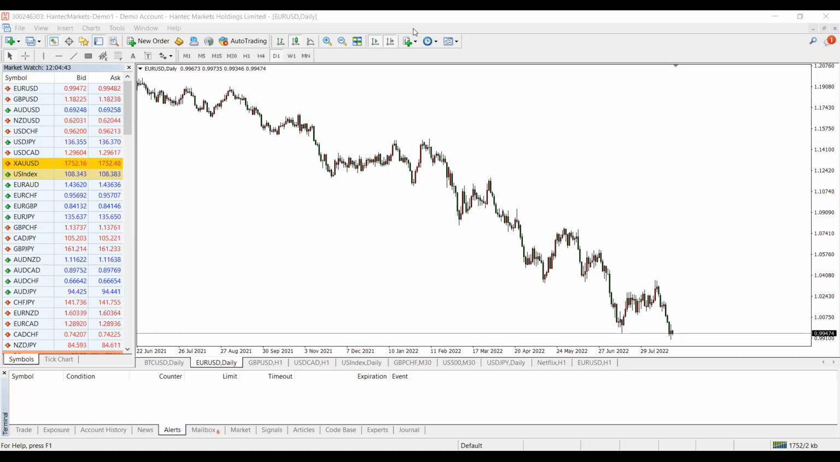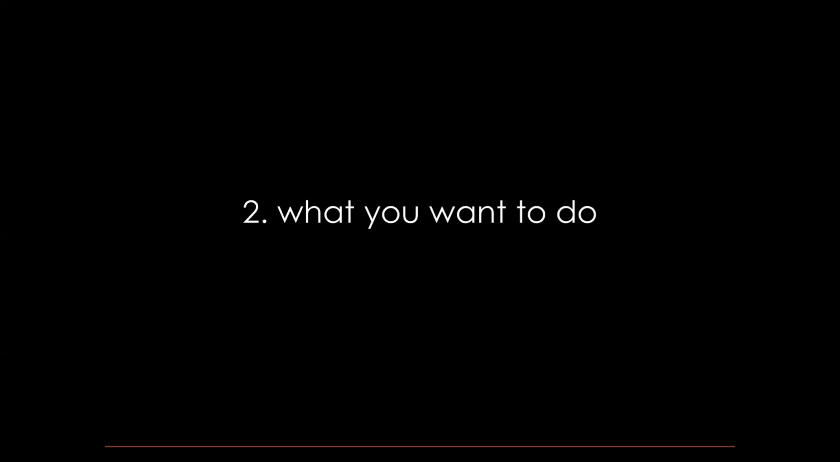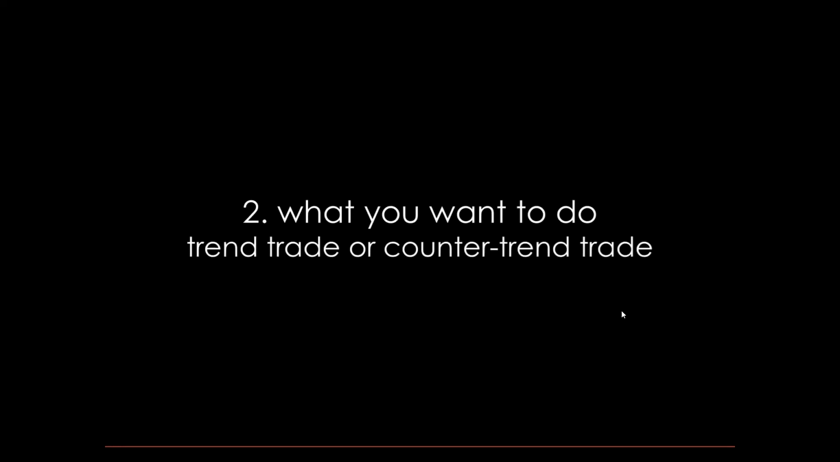Now, after the trend direction, the next thing we need to find out is, what do you want to do? What you want to do is very, very important. Do you want to buy on that particular trend, or do you want to sell on that particular trend? What you want to do is very key. It simply means that you could be going with the trend, that is trend trading, or you could be going against the trend, which is counter trend trading.